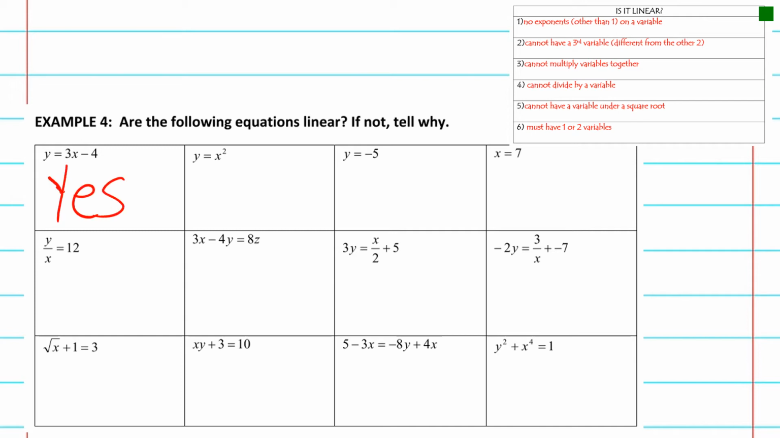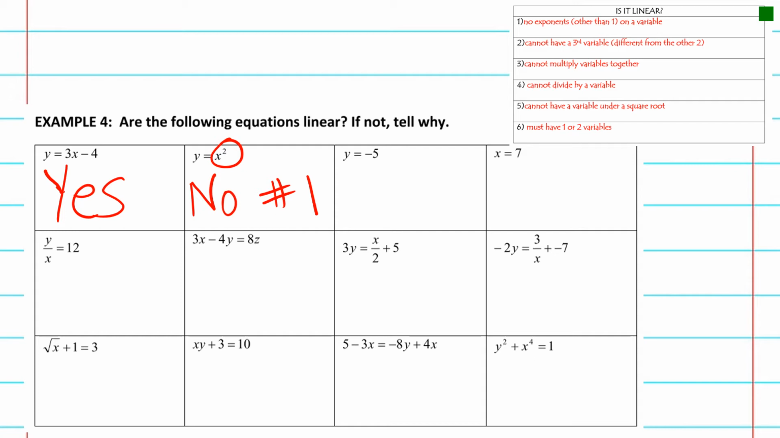Yes. All right, moving on to the next one, y equals x squared. No exponents other than 1. Uh-oh. This is not a function, and it broke rule number 1 because it had an exponent other than 1 on the variable.